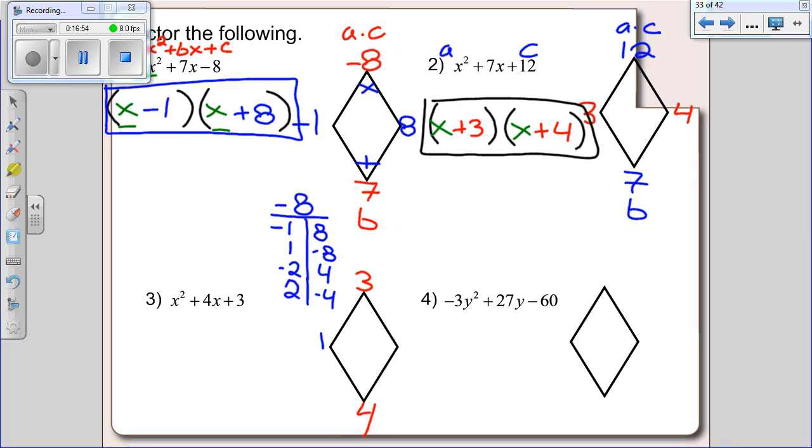I then know that anytime I factor a trinomial, I'm going to get 2 binomials. The first term in each binomial creates the first term of my trinomial. So if I want to get an x squared, my first terms must be x and x. The second term in each binomial comes from the diamond. It comes from those side values. So it's going to be x plus 1, x plus 3. That is my factored trinomial.